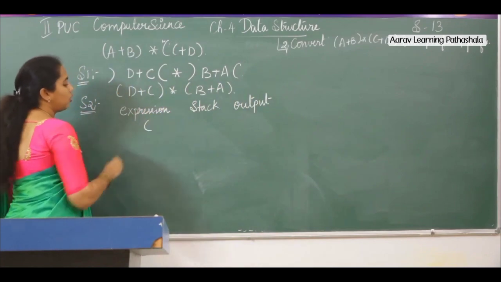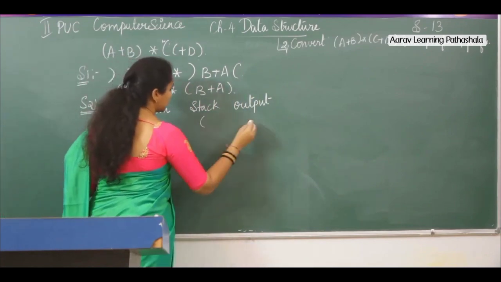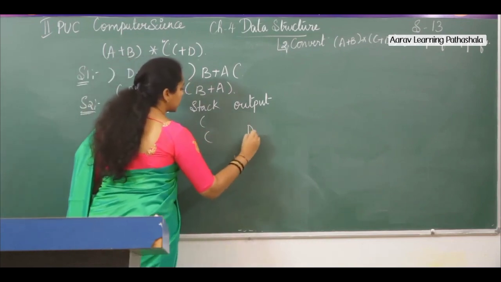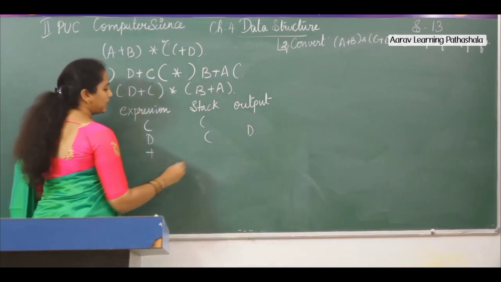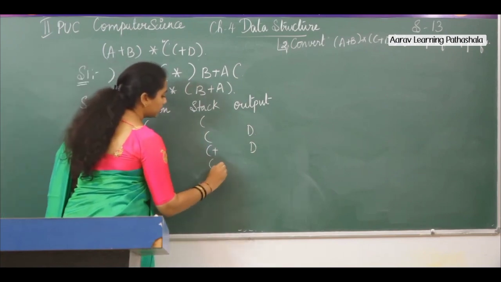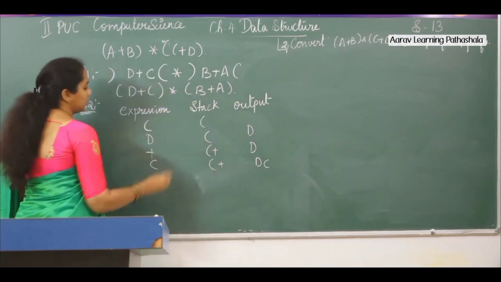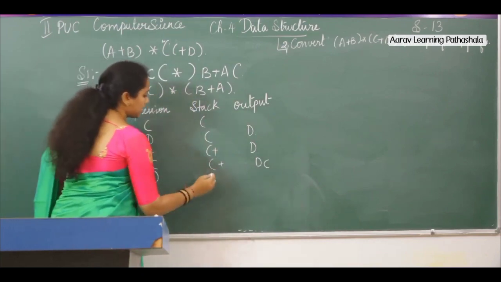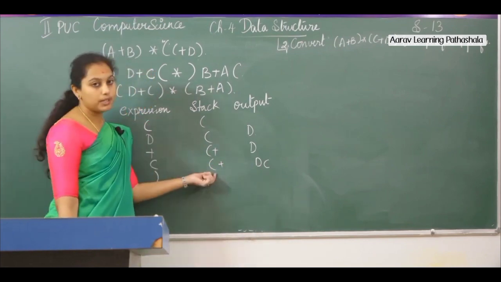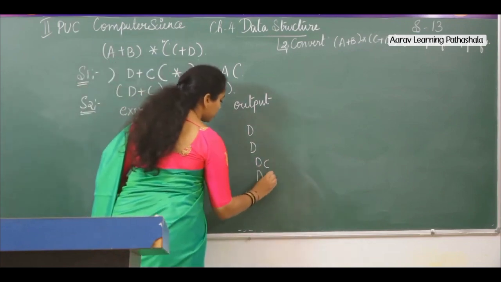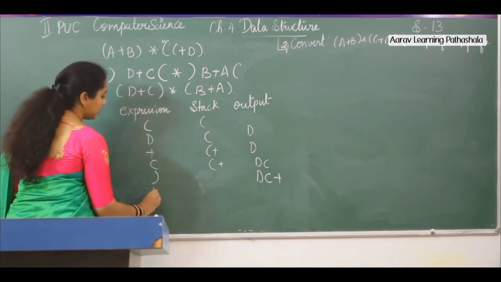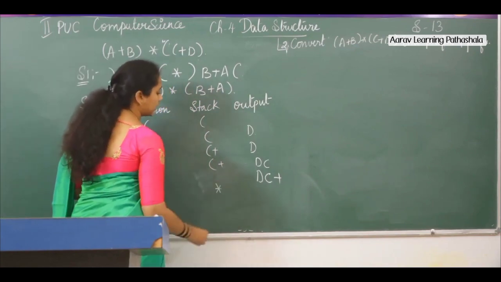The first one is opening parenthesis, so push it into the stack. Next is an operand. I am going to output this operand. Next is an operator. I am going to push it into the stack. Next C is an operand. I am going to output it. Next, closing parenthesis. So what we have to do? We have to pop out the operators from the stack until we get this opening parenthesis. So pop out the operators from the stack and discard this opening parenthesis. Next is an operator. Push it into the stack.